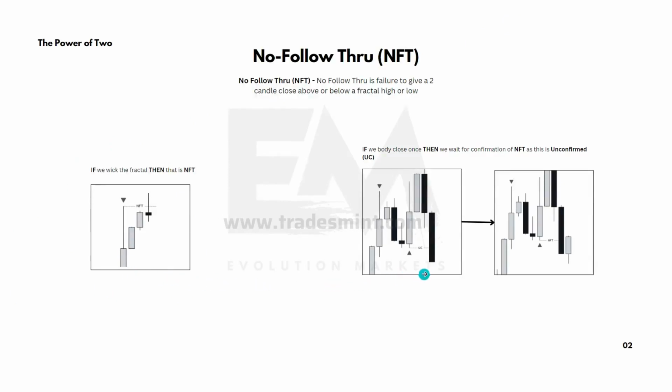Moving on to another scenario here, if we get a body closure, similar to how I was talking about in an FT environment, if we body close once, then we have to wait because this is an unconfirmed bias. Then we wait for the next candle. If that closes bullish here, in a bearish fractal low, bearish candle closure, once unconfirmed, we then get a bullish body candle closure.